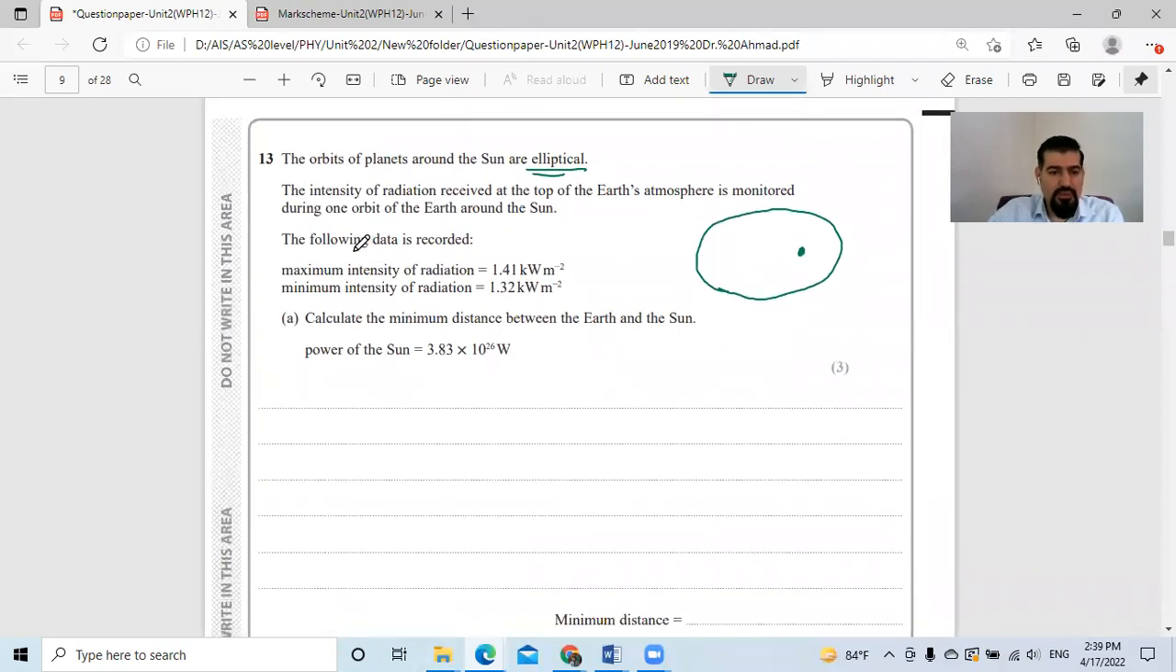So what they ask here: the intensity of radiation received at the top of the Earth's atmosphere is monitored during one orbit of the Earth around the sun. The following data are recorded. The maximum light intensity, that means whenever it's closest, is here, and the minimum light intensity, whenever it's farthest, is here, the light intensity reaching the atmosphere surface. Yes, Hamza, your answer is correct.